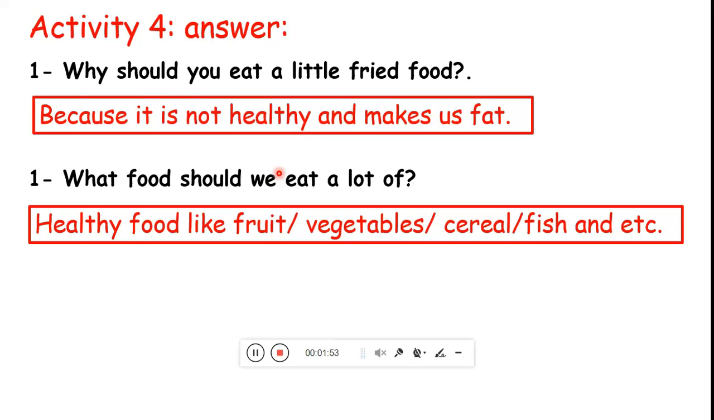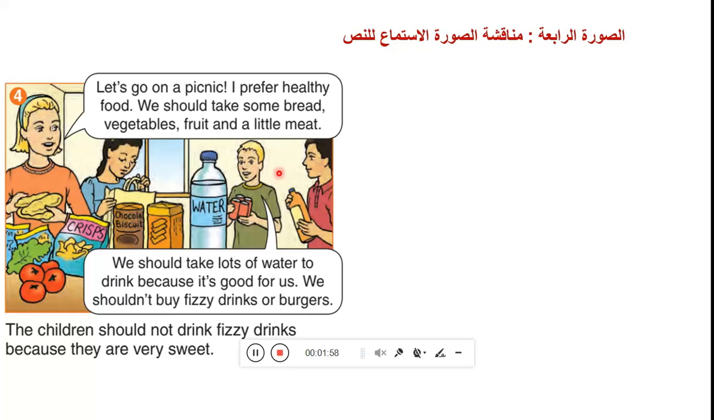Now let's move to the last question, which is, now let's move to the last picture, and here we have the last picture.